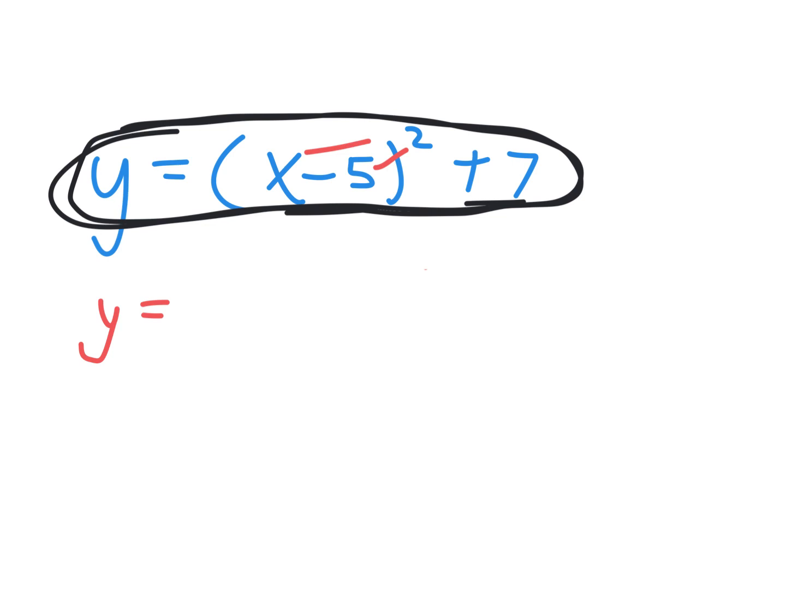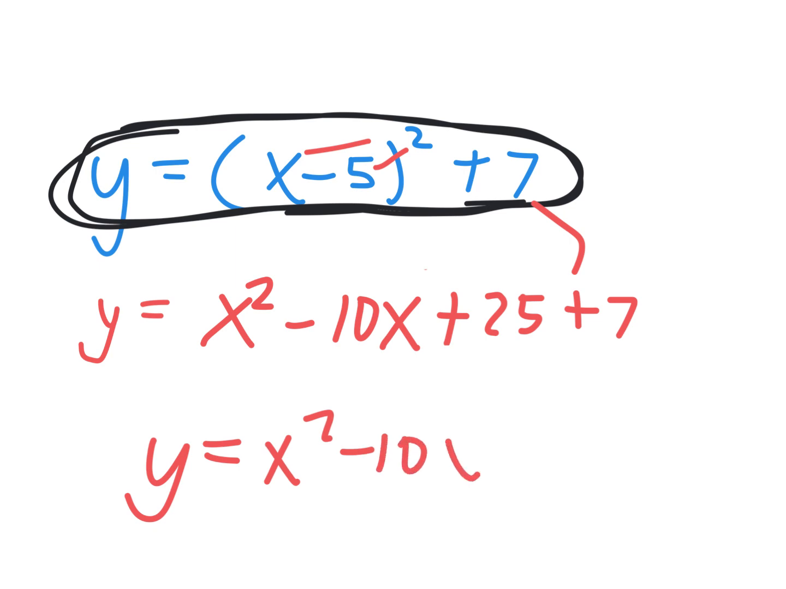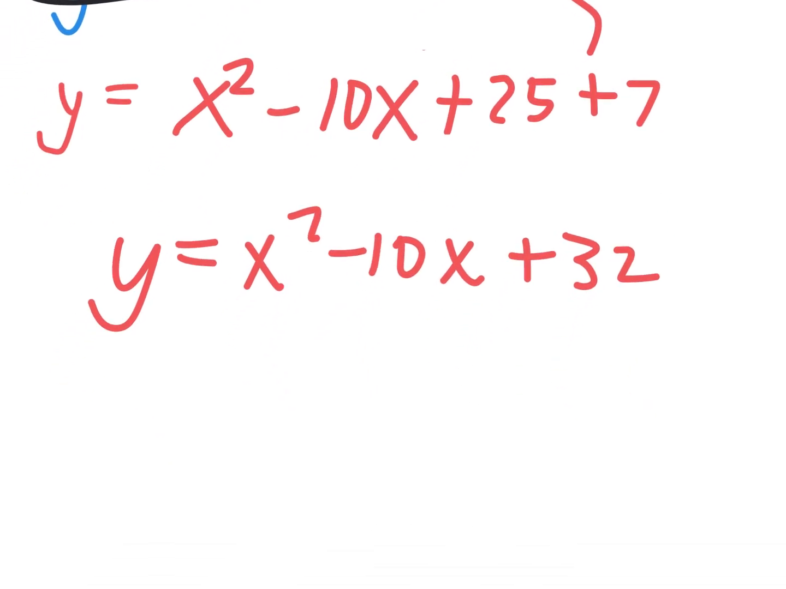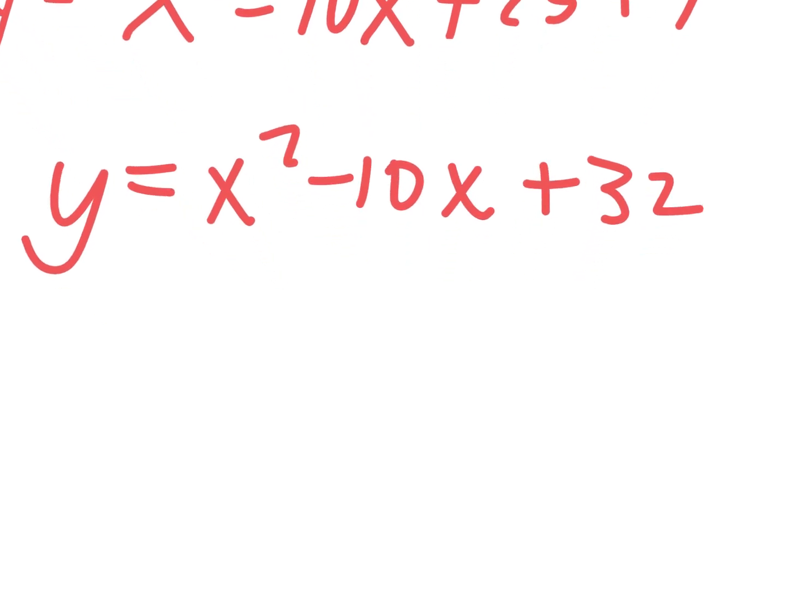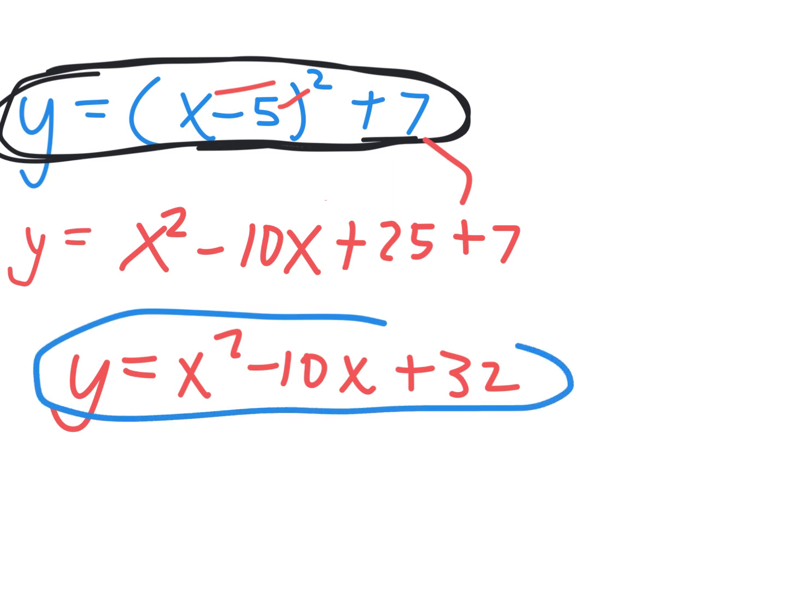It's pretty rare. All right, so I hope you knew this was x squared minus 10x plus 25, but then you got to add the 7. So final answer, y equals x squared minus 10x plus 32. Now, that's good, and that is a different form. It's called standard or general form.